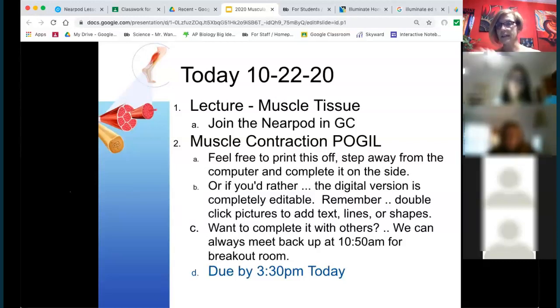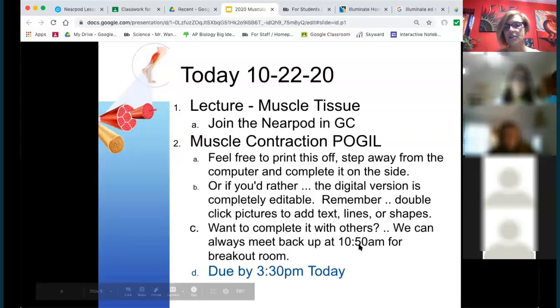It's all digital, like it's editable. Just remember you have to double click the pictures to do things. Or if you wanted to work with other people, come back at, I didn't change this time, that was the last group. So we're at 12:27. So we said 1:27 is the next class. So you could come back at 1:27 and do it with a group of people collaboratively if you wanted. Okay, so that's a couple different things, you just have to build a little flexibility into that flex time.